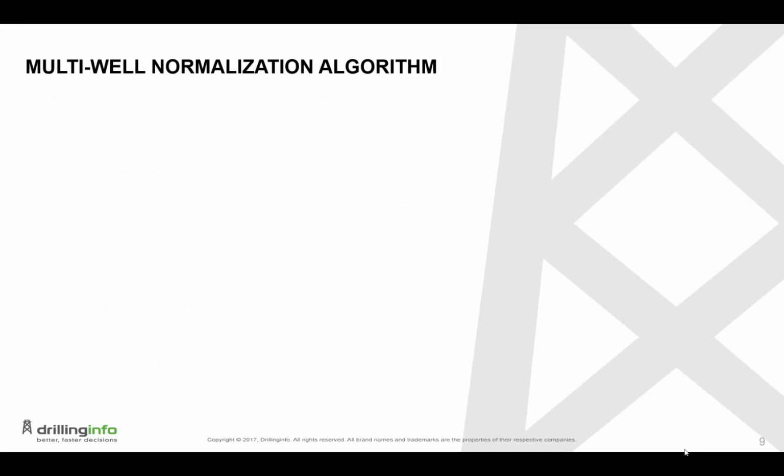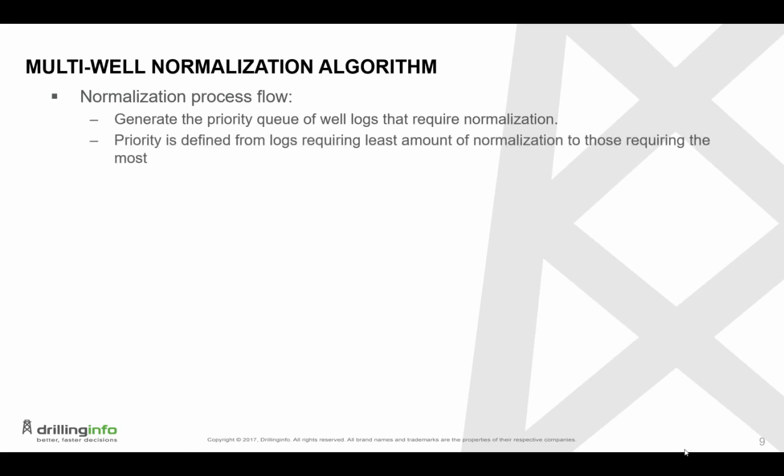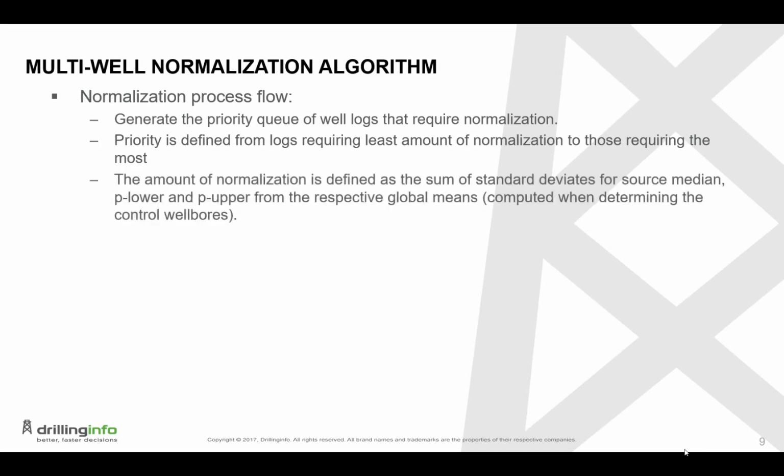Now that we've covered how an individual well log is normalized, let's discuss how this works in a multi-well approach. In essence, it comes down to what order the well logs are to be normalized and what well logs contribute to the associated target distribution. The order is defined by creating a priority queue of well logs that require normalization. Priority here is defined as the logs requiring the least amount of normalization being addressed first, to those requiring the most last. The amount of normalization is defined by going back to the global distributions of median, P lower, and P upper for all the well logs. The standard deviate or z-score for each of these three locations are summed for each well, and then these sums are sorted from smallest to largest to generate the priority queue.